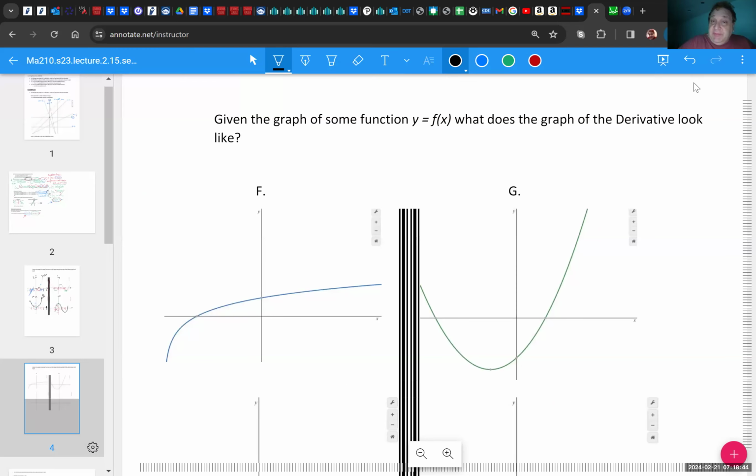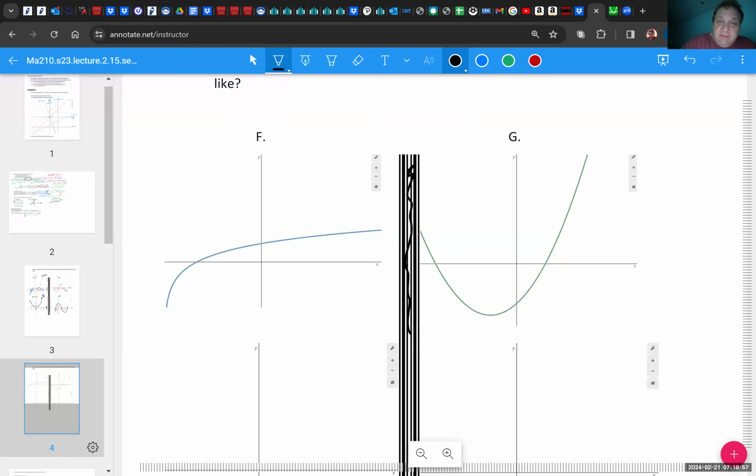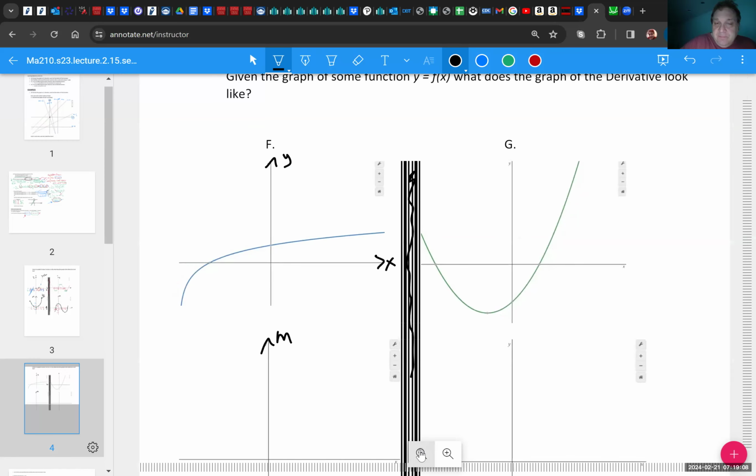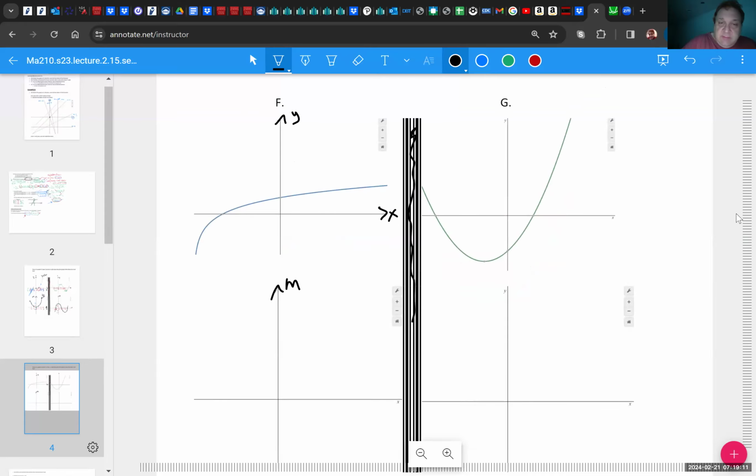I have last couple of examples. So we have a graph of a function. What does the graph of the derivative look like? So again, this is just a visual separation. So here's my y-axis and my x-axis. This is essentially my slope axis, and the x-axis is down below. And now becomes your opportunity to try these two problems.